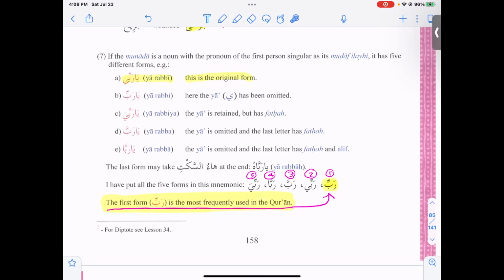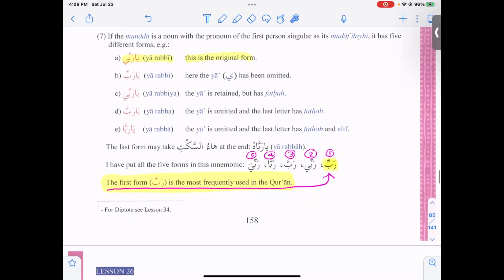Five different forms, you know. Now, we should not worry. You know why? We'll be able to figure it out anytime it comes. The first form, Rabbi, is the most frequently used in the Quran. Well, in that case, I will only remember this. When the others come, I will understand.